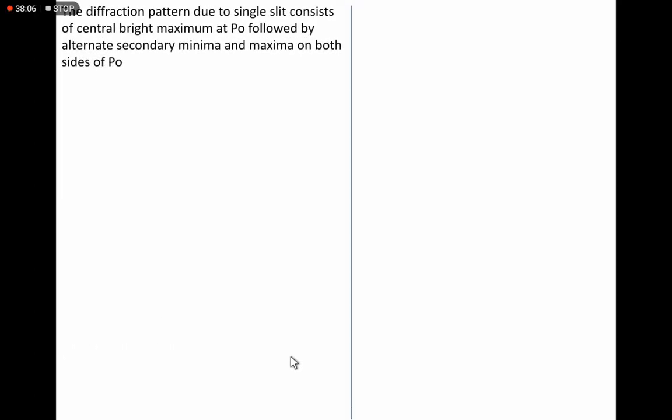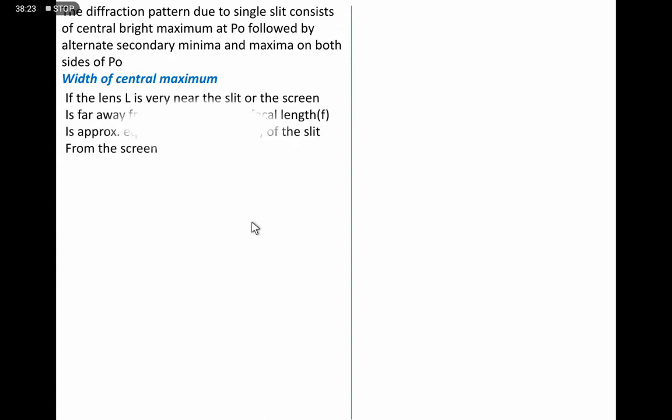Diffraction pattern due to a single slit consists of a central bright maxima at P naught and alternate secondary maxima and minima on both sides, as I just said. Now, the width of the central maxima. The Fraunhofer single slit diagram has to be considered here.